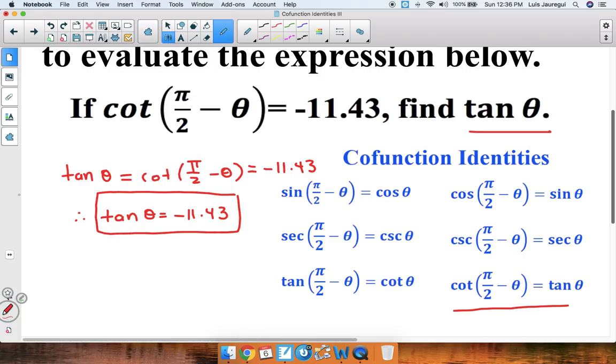So in summary, we follow a 3-step process to figure out the values of interest. The first step was to identify what we wanted to find. The second step was to determine which cofunction identity was pertinent or relevant to our case. And the third step was to substitute and use the transitive property of equality.